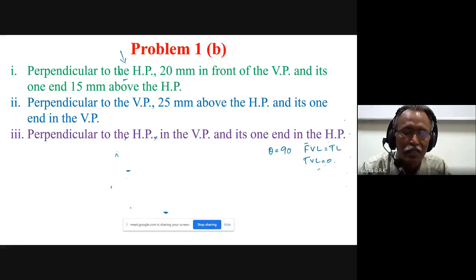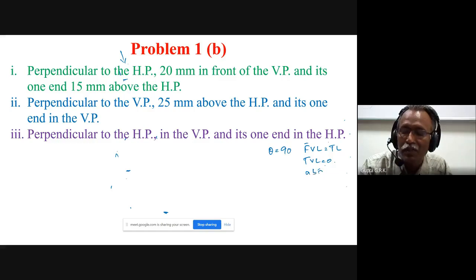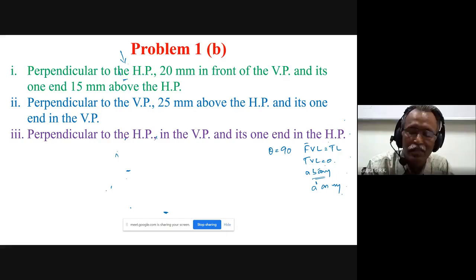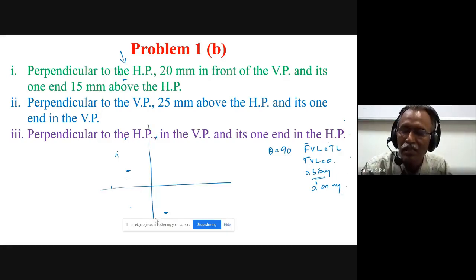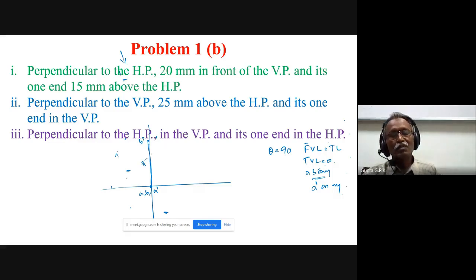Okay, and in the VP, VP means AB is on XY. This top view is on XY, A and B on XY, and one end is in the HP. So A dash is on XY. Again you draw like this. A, B, A dash are all on XY only, and B dash is true length, so it should come above like this. So this is B dash, this is 75. That is the way we have to draw.